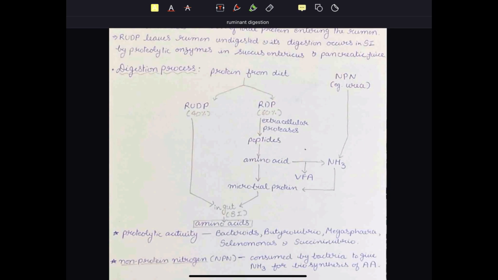And why is this important? Because in monogastric animals, we have something called essential amino acids which cannot be synthesized in the body. But in ruminant animals, there are absolutely zero essential amino acids. Why? Because the microbial protein has a sufficient amount of all the essential amino acids. Amino acids which are essential for the monogastric animal are all present in the microbial protein.